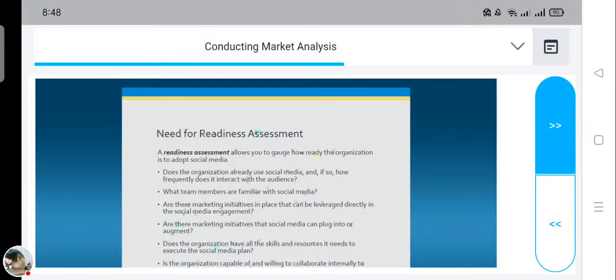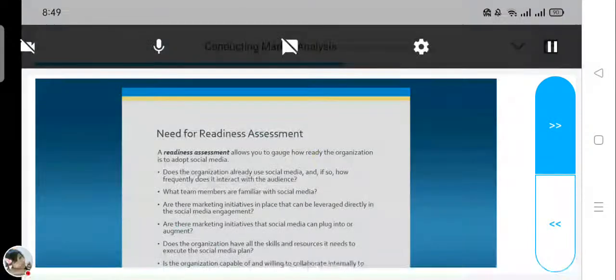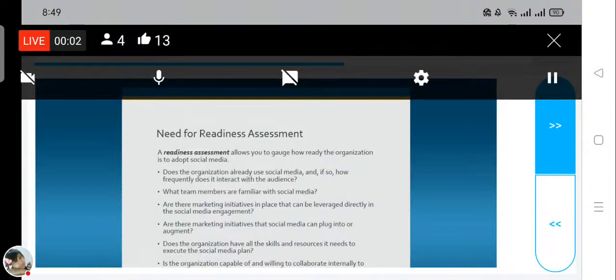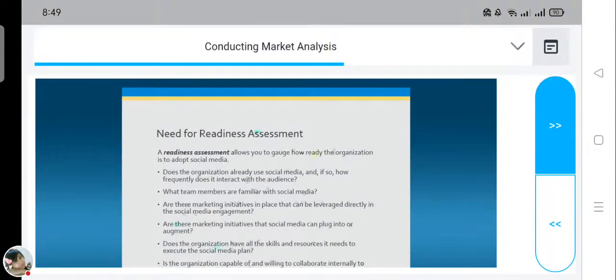Are there marketing initiatives in place that can be leveraged directly in the social media engagement? For instance, in a social media marketing campaign. So are there marketing initiatives that we can already plug into and augment? Does this organization have all the skills and resources it needs to execute the social media plan? Do we have writers? Do we have people who could produce the imagery that we want?